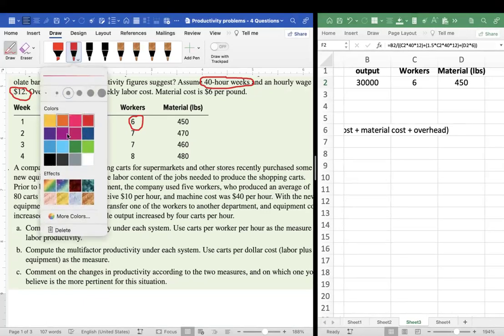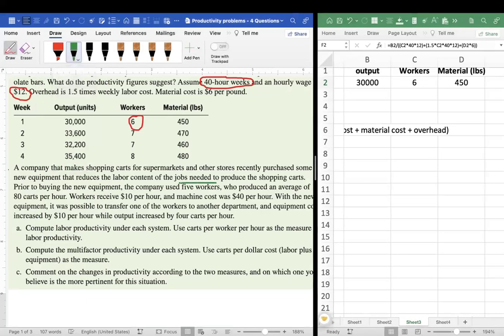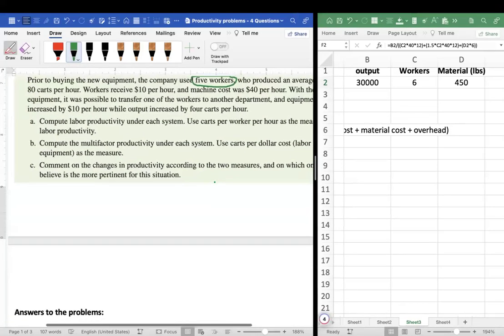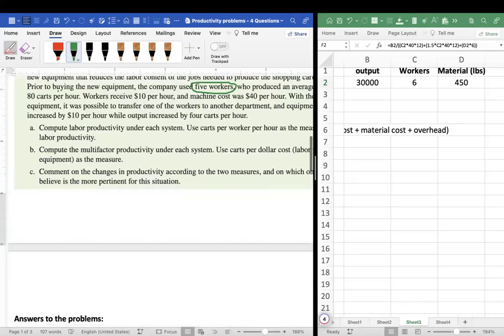I will highlight that they are using 5 workers, which means that's an input that will be used in this question, who produce an average of 80 carts. That's another data point, 80 carts, and that's output. What they are producing is output. These 5 workers are input.